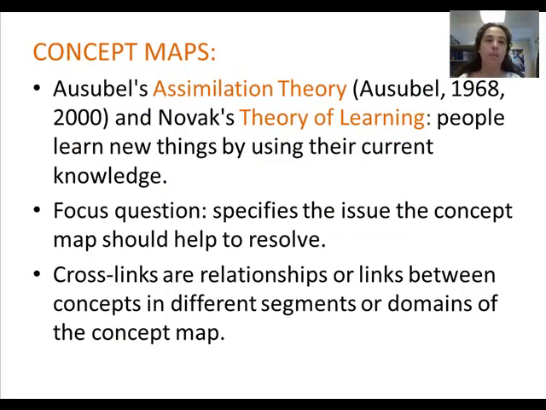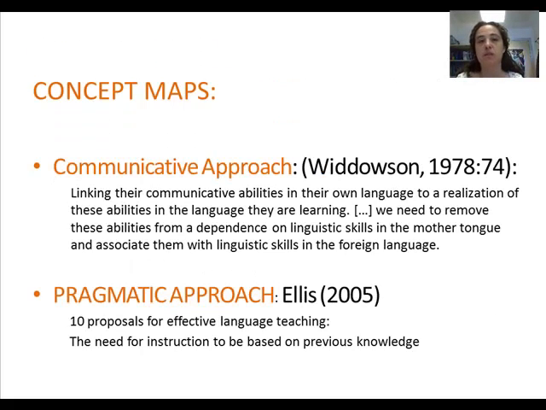Concept maps are based on Ausubel's assimilation theory and Novak's theory of learning. They explain that in order to learn, we need to use the knowledge that we already have. And they are based on a focus question, which specifies the issue of the concept map, and then cross-links, which establish the relationships between the different parts of the concept map.